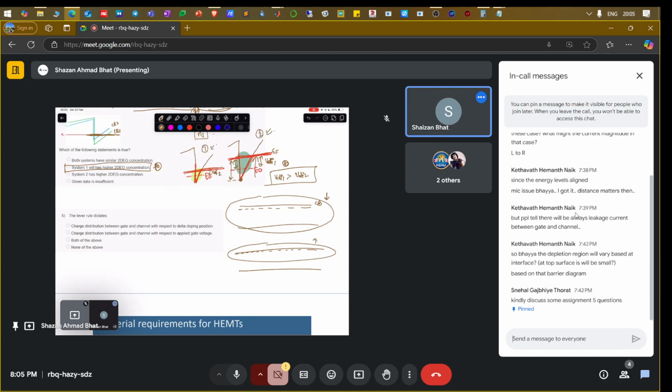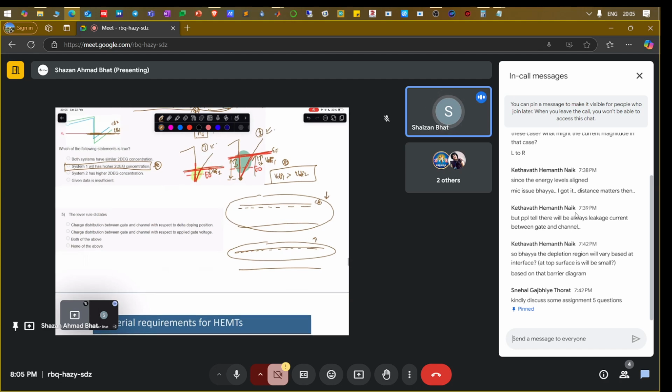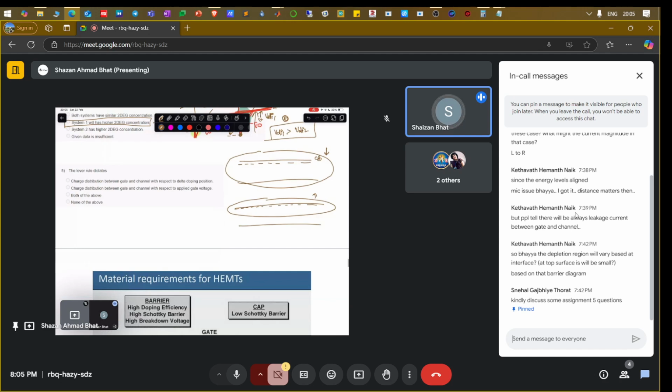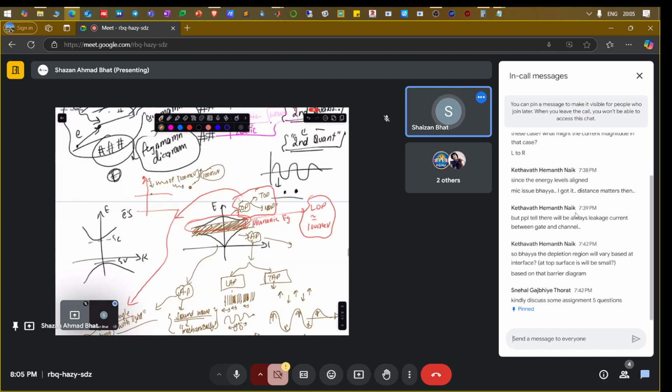Okay, so that is the overall scenario of this question. Question number 5, the lever rule dictates the charge density as a function of the gate voltage. So charge distribution between the gate and the channel with respect to the applied gate voltage. So that is the lever rule, which we talked about, I guess.